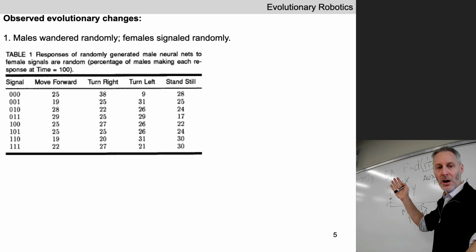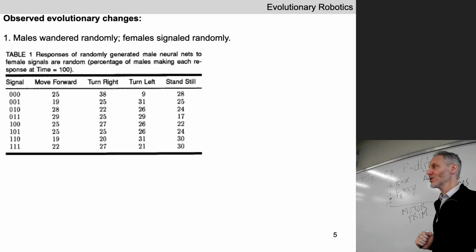Everyone have a mental model of what this evolutionary process looks like? Okay. So again, over these 100 time steps, they also observed what the males did when they were in the presence of the sound 001. 19% of the time, the males went forward, turned right, turned left, stood still, and so on for the other 6 songs. What's happening? They could have, I guess, made an animation of this. What would we be seeing?